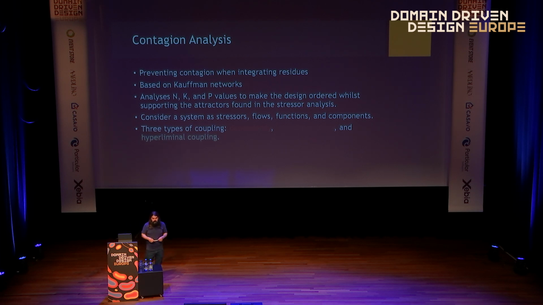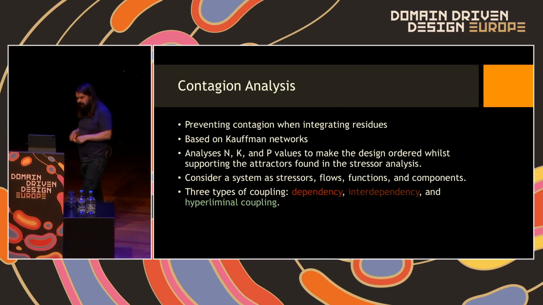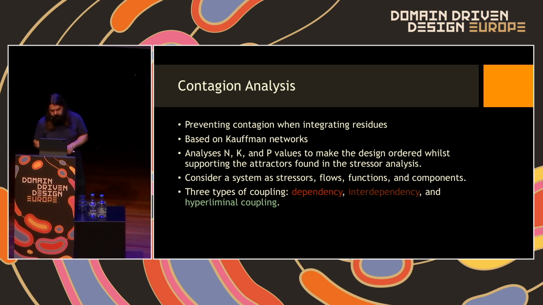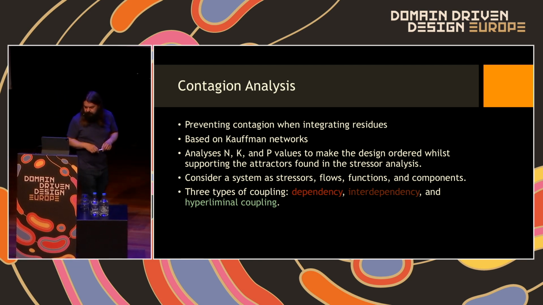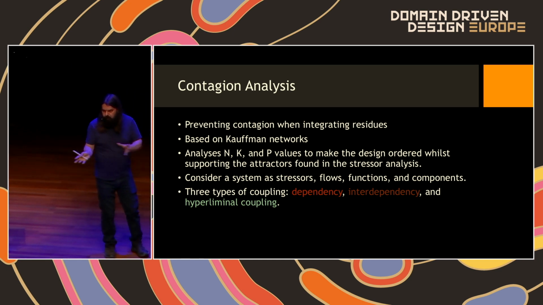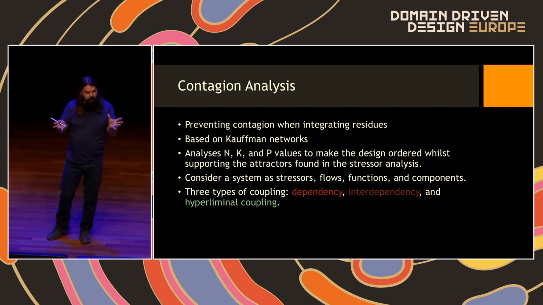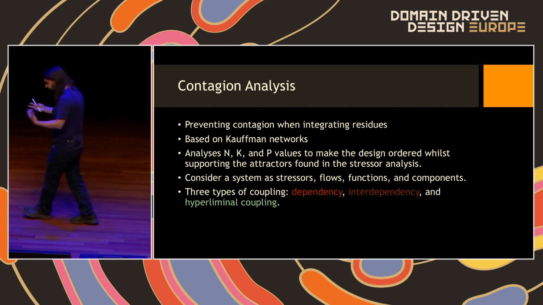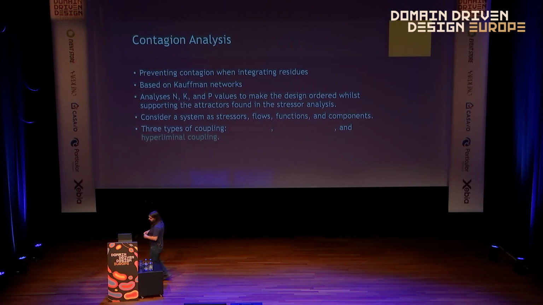And we're going to base it on the Kauffman analysis, the NKP analysis that we talked about. And we're going to consider our system in terms of stressors, flows, which is just information moving between one actor and another. It's a way of not thinking about processes first, just information that moves. Functions and components. And functions are software functions, and components are groups of software functions. And there's three types of coupling we want to figure out. Dependency, interdependency, and this hyperliminal coupling, the one that hurts us.